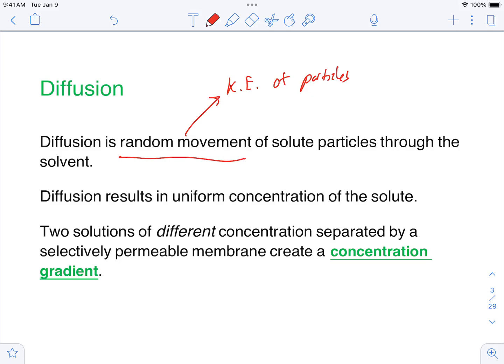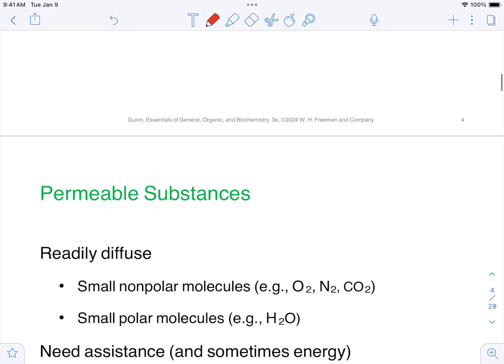Two solutions of different concentrations separated by a selectively permeable membrane creates a concentration gradient. There will be more to come with that on the next couple slides.